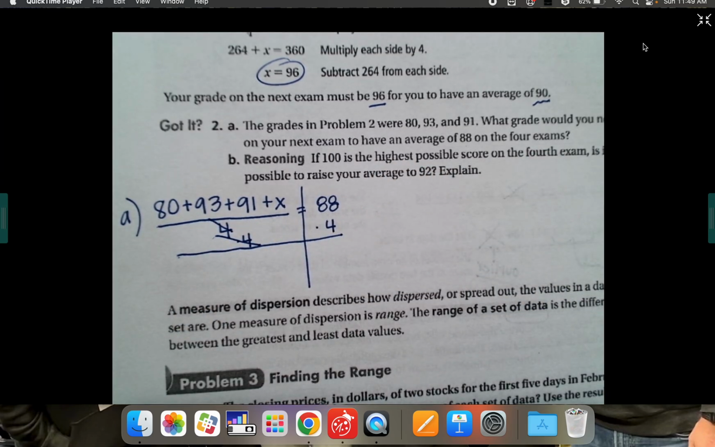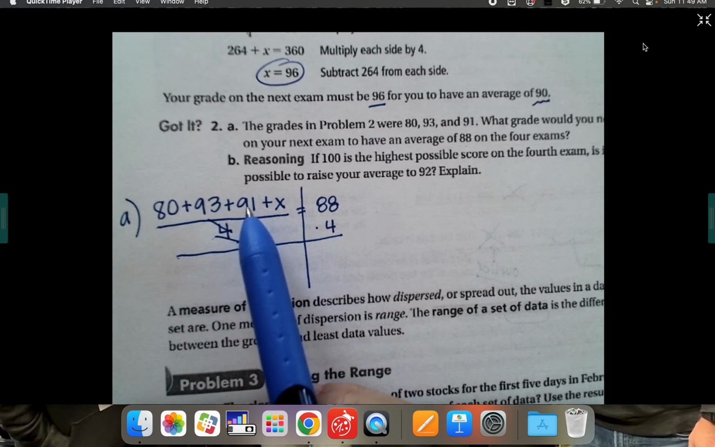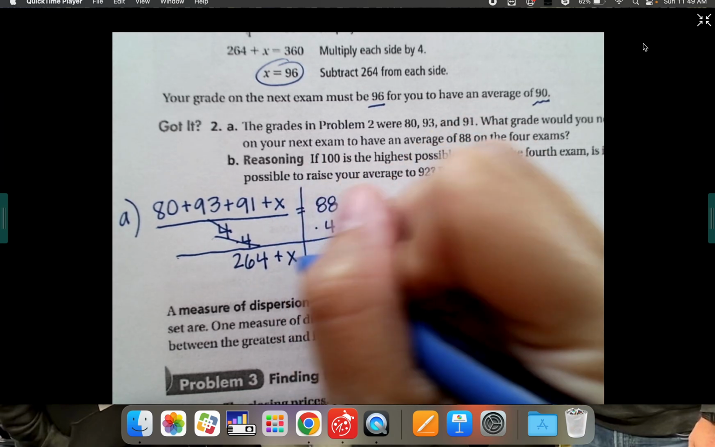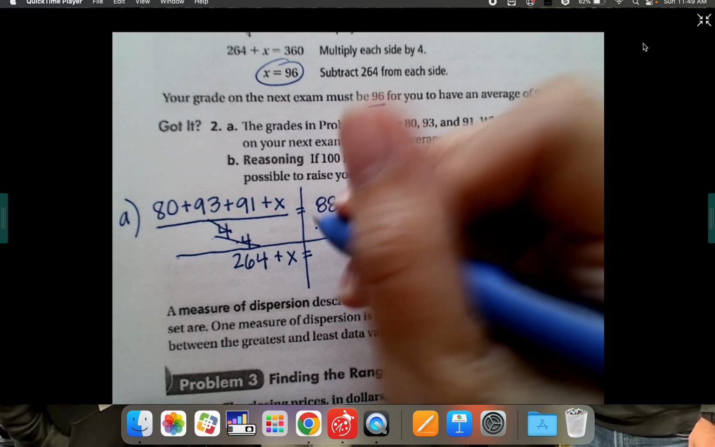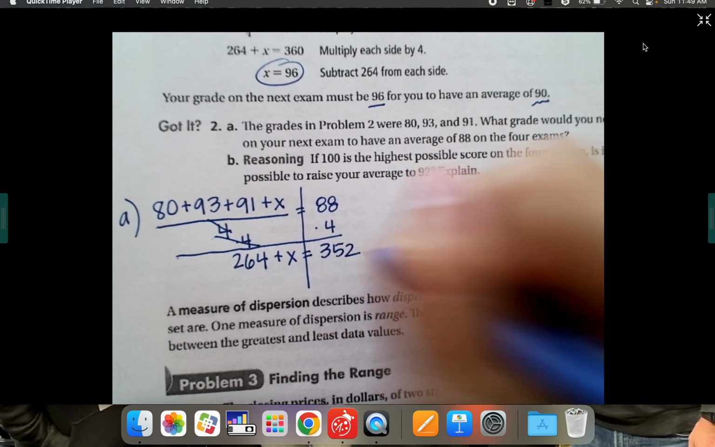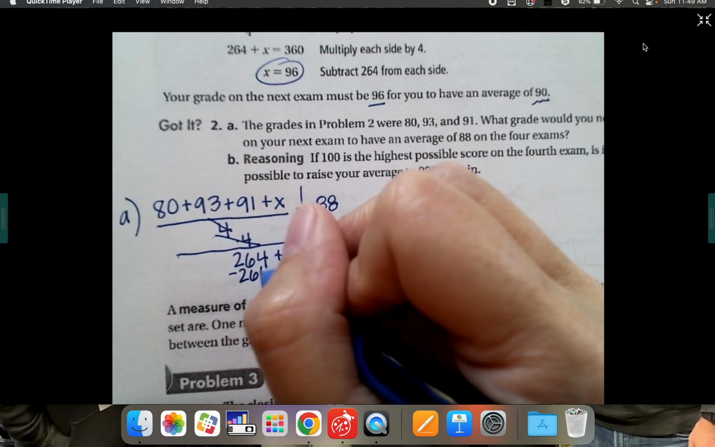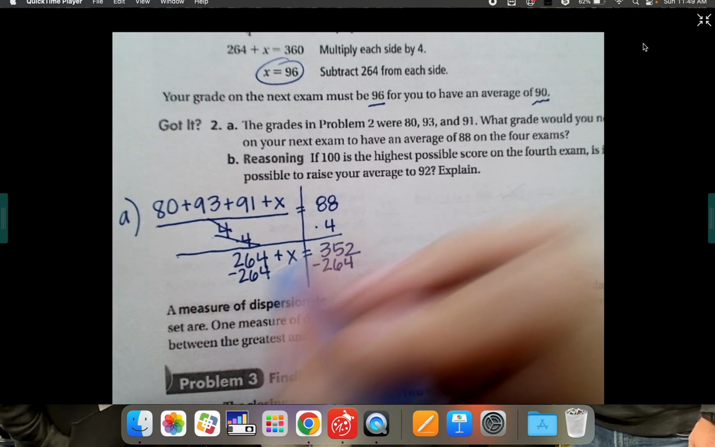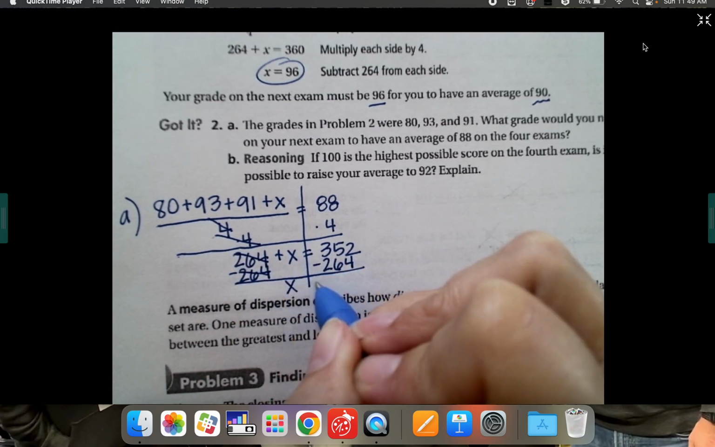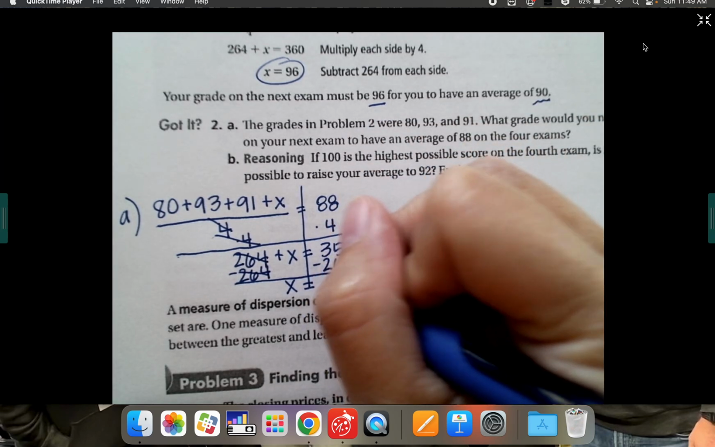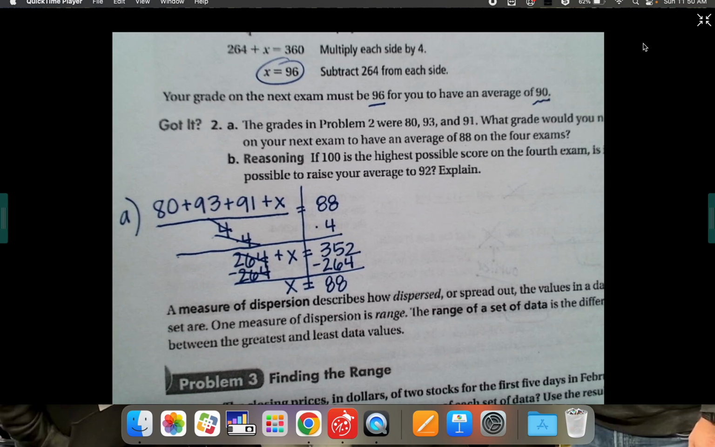That cancels my divided by 4 times 4. 80 plus 93 plus 91. I did this earlier. If I did the math right, double check me. I got 264. Bring down your plus X. 88 times 4 is 352. And then last step, to get X by itself, you're going to subtract the 264. So subtract 264. So on that last test, you would need to get an 88. So to get an 88, you would need an 88 on the last test.